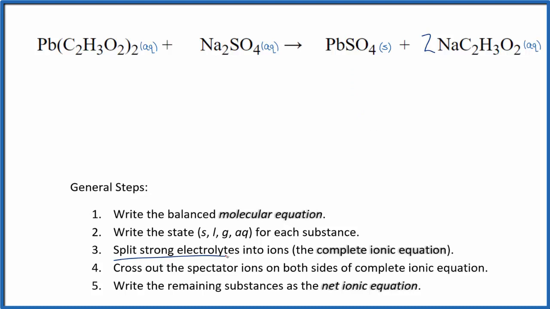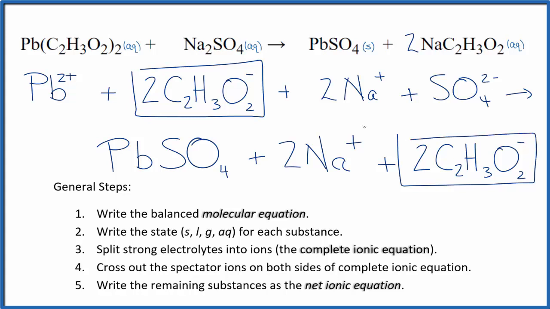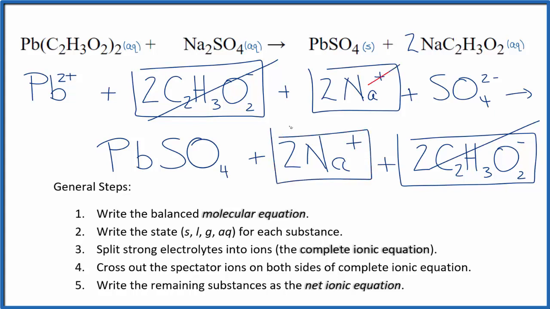Now we can split the strong electrolytes into their ions for the complete ionic equation. That looks like this. So now we can cross out the spectator ions. They're on both sides. So in the reactants here, I see that I have two of these acetate ions. Also have two of them in the product. So those are spectator ions. Cross those out. Two sodium ions in the reactants, and in the products, spectator ions, cross them out. What's left? That's the net ionic equation for lead-2 acetate plus sodium sulfate.